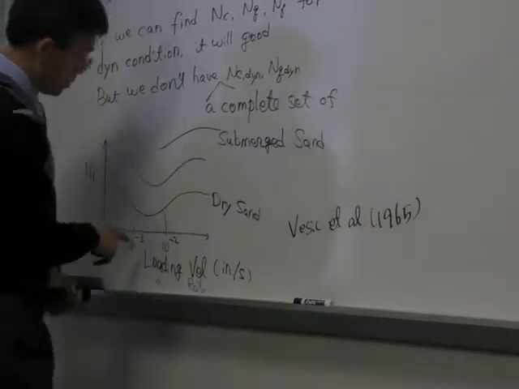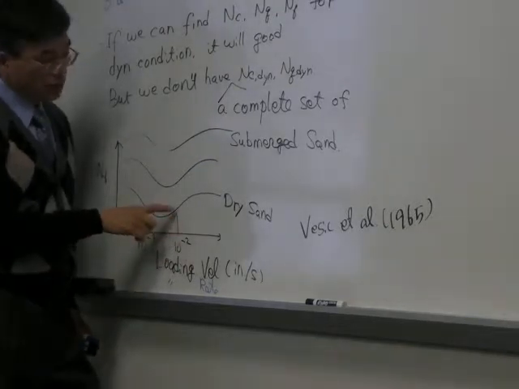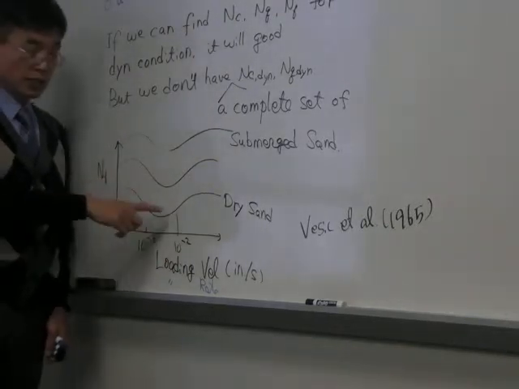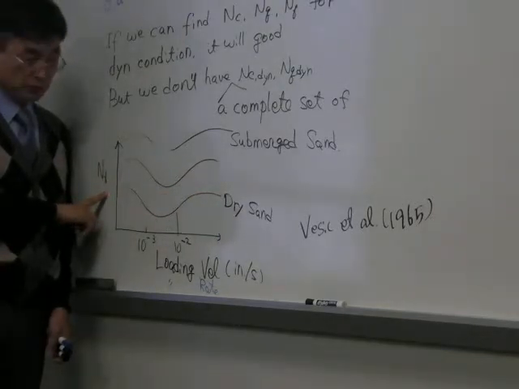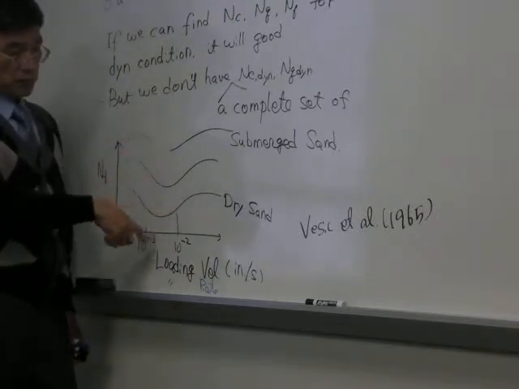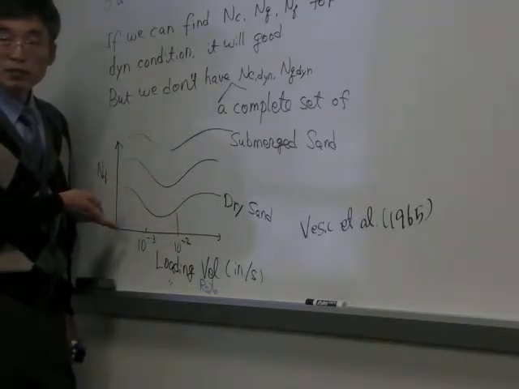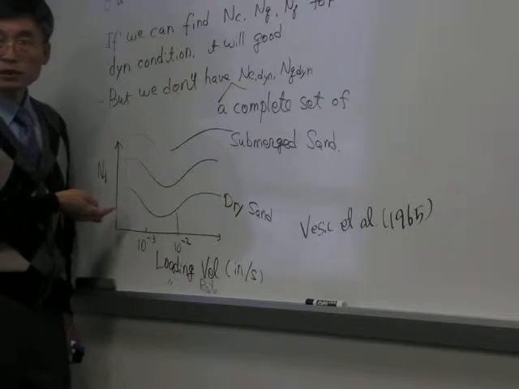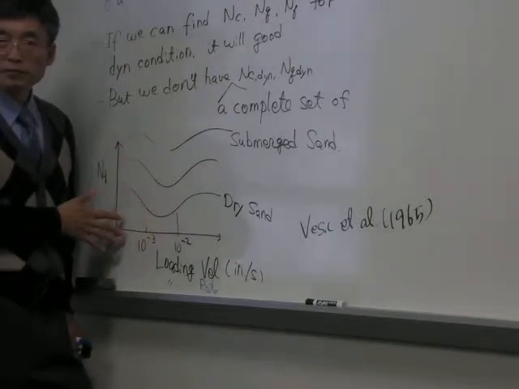So here you can see that when loading velocity is getting higher, somewhere here N sub gamma is getting higher. Somewhere here N sub gamma is lower. Okay. This behavior can now be explained, but up to let's say early 2005, people could not explain this kind of behavior.